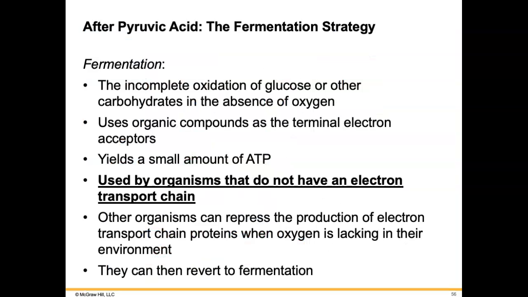So this is a little bit more about fermentation. Fermentation, as I mentioned before, is the incomplete oxidation of glucose. And remember, it's because this organism uses fermentation instead of the Krebs cycle and the ETC, because it doesn't have those pathways available to it in its cell membrane. Fermentation yields just a little bit of ATP. It's used by organisms that don't have the ETC. Other organisms can repress the production of electron transport chain proteins when oxygen is lacking in their environment and then revert to fermentation.